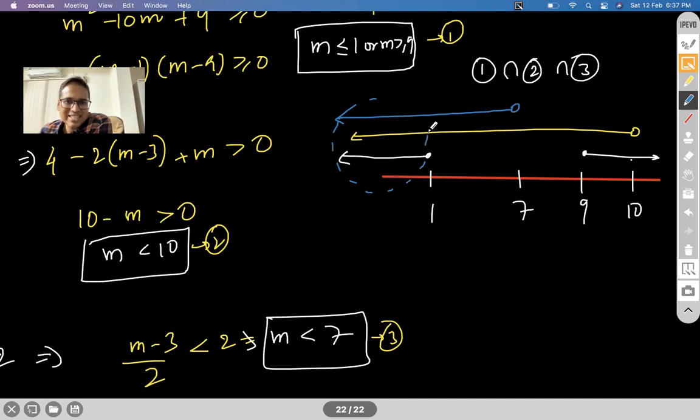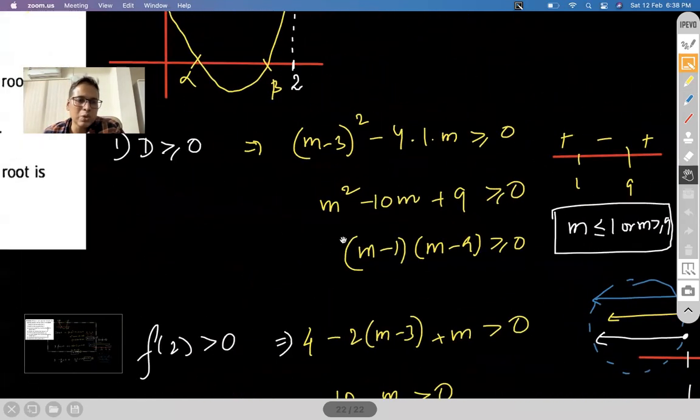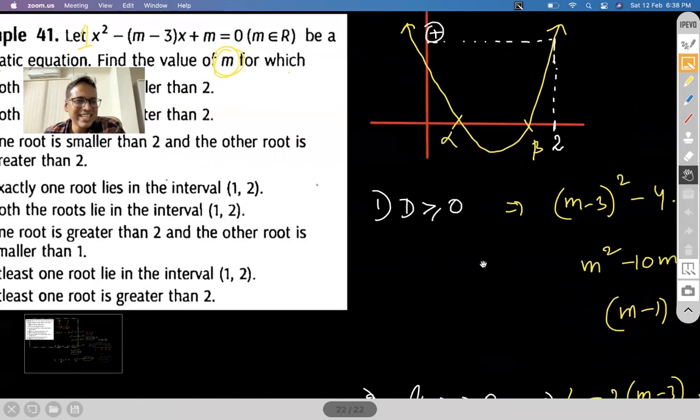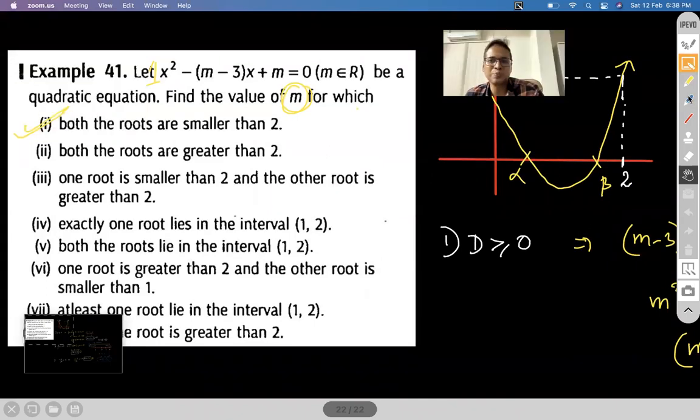Obviously, this part, right? So your overlapping condition will be m should be less than or equal to 1, or you can say m should belong to minus infinity to 1. This is your final answer to the question. So if you choose any m value between minus infinity and 1, you would realize that both roots of this quadratic equation will come out to be smaller than 2.